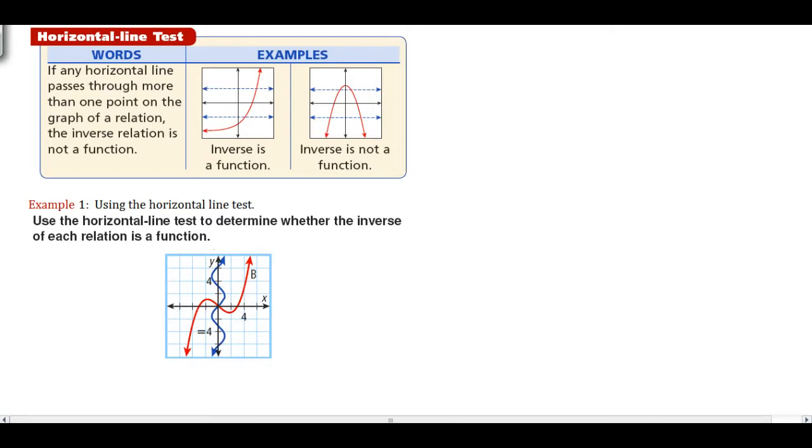Let's call the blue graph A. For graph A, if I asked you if it was a function, you would do a vertical line test, and you would tell me that nope, A is not a function, because it fails the VLT, the vertical line test.